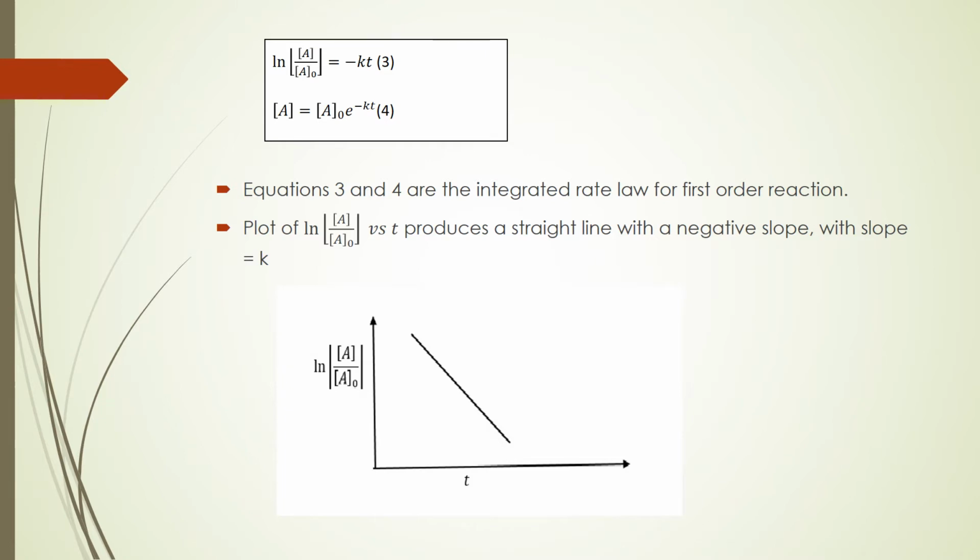Now, if we plot ln concentration of A over concentration of A naught versus t, it produces a straight line. So it's basically y equals mx plus c. It produces a straight line with a negative slope, and the slope equals negative k, the rate constant. As you can see there, that is ln of concentration of A over concentration of A naught versus t, a straight line with a negative slope.